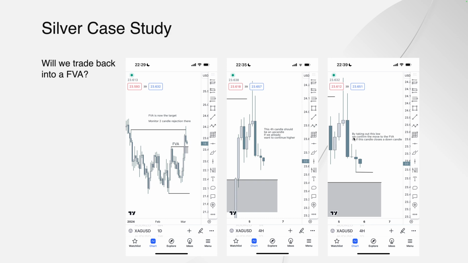Then, by taking out this low right there, the low that I had marked out, we confirm the move to the fair value area. Or, as the second criteria, like I mentioned, if that candle is a down candle and closes as a down candle, then we also confirm that we will trade back into the fair value area. Now, why is that? And how do we know this?